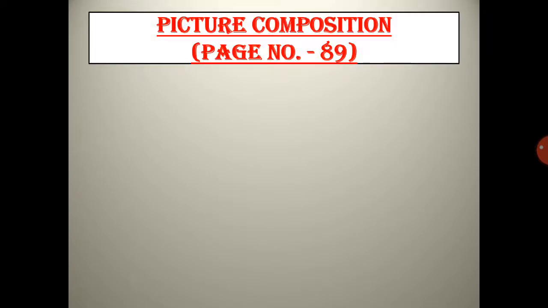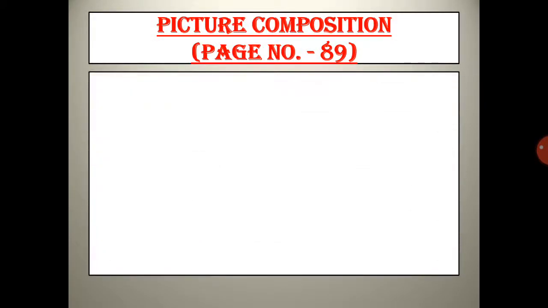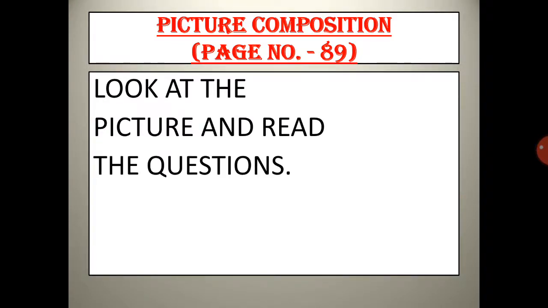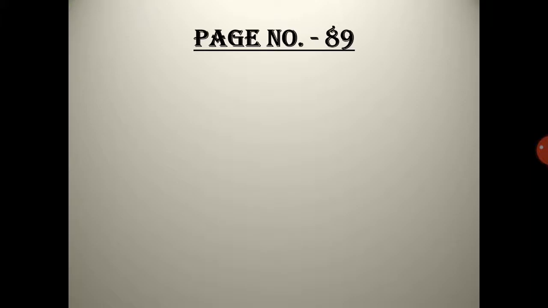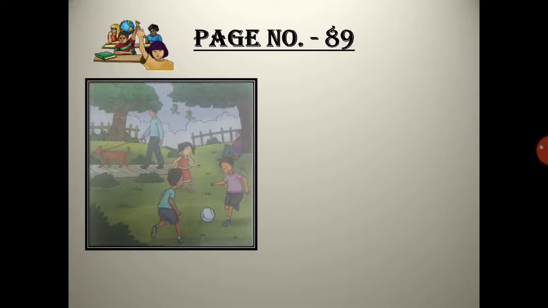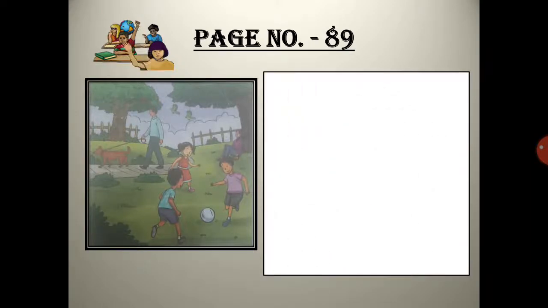Now come to page number 89. There is one more picture composition for you. So let's read the question. Look at the picture and read the questions. You may write one-word answers. So the picture is given to you. You can see it in your book also. Those who do not have the books, you can see it on the screen.